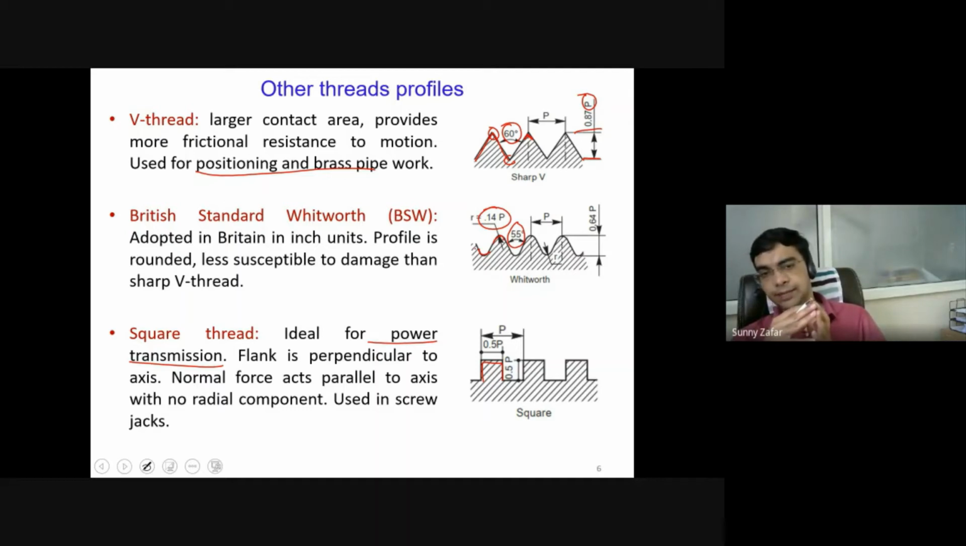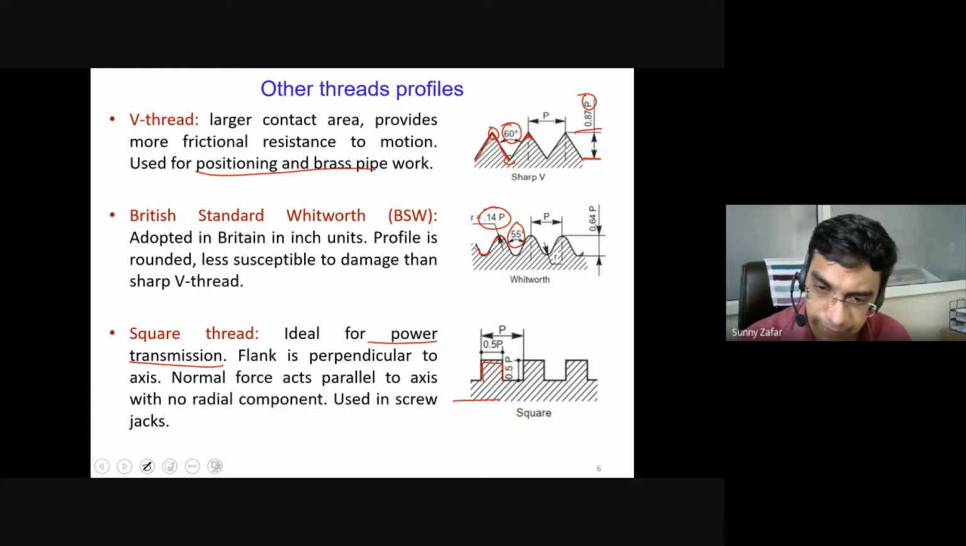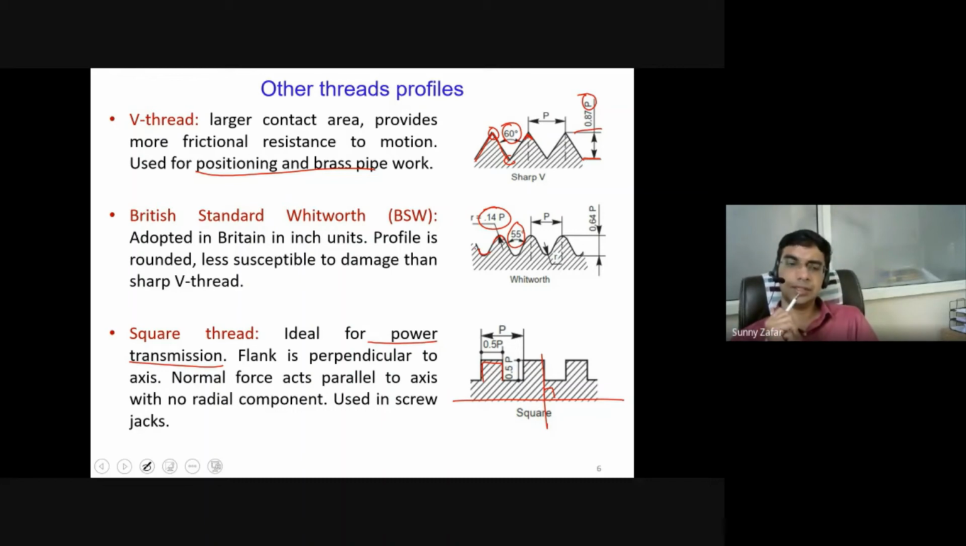And since the flank is perfectly perpendicular, so here you see the flank, this is perpendicular to the axis of the fastener. So no radial component of the force can be generated. If a radial component of the force is generated, generally these things try to come apart because of that radial component, and therefore the power transmission efficiency is quite good in these type of threads. So these are also used in screw jacks and all.